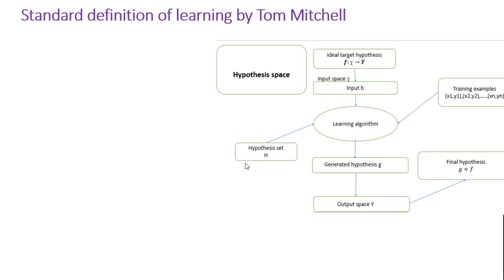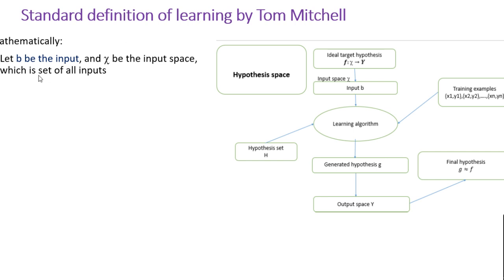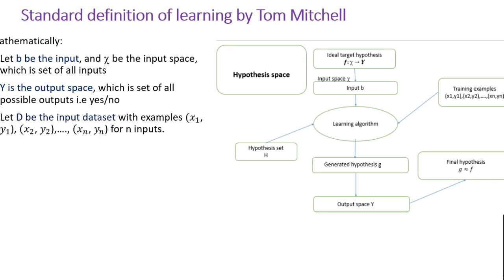So now the Tom Mitchell's definition we see. Let's understand the Tom Mitchell's definition in a mathematical way. So let's say I have B as the input, and chi is the input space. Right? So what is input space? Basically, this will have a set of all inputs. Input space is nothing but the set of all inputs. Now Y is the output space, where I will have the set of all possible outputs. Let's say my outputs here are just yes or no. So Y is the output space, chi is the input space, and B is the set of inputs that I am giving. Let's say some set of input variables, that is input B.